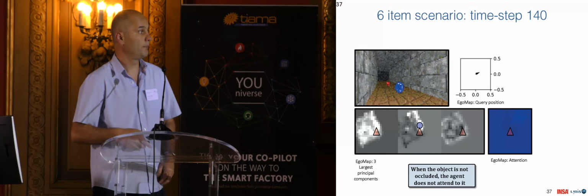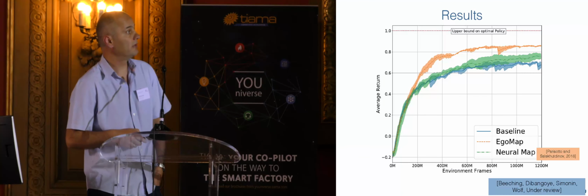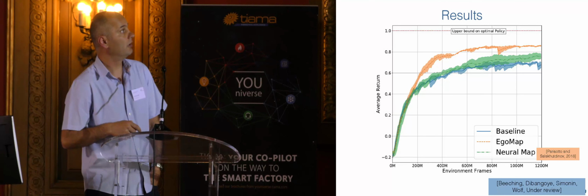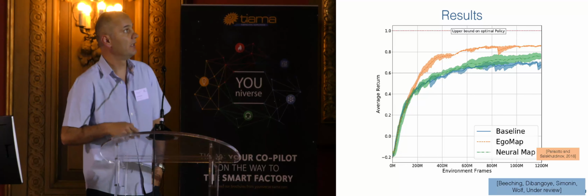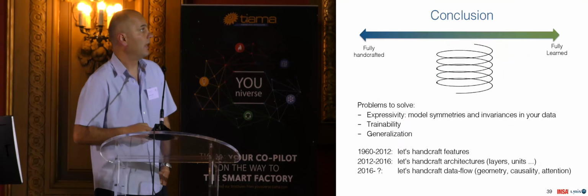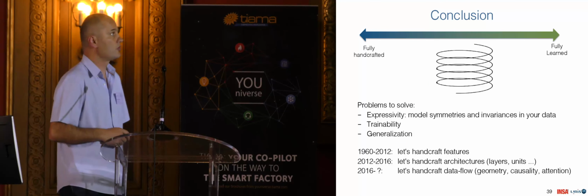The attention drops, right? And when you train this, this is the baseline. This is a normal neural network, and this is the one with this affine memory. It gives higher return on this kind of tasks. I will finish now with the conclusion.